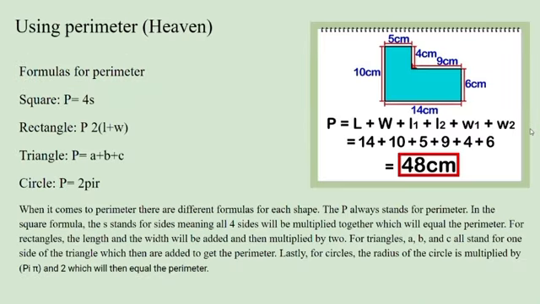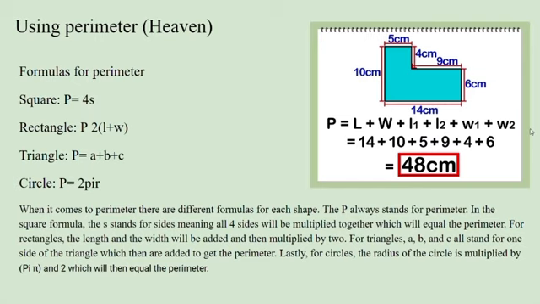Using perimeter, there are a few formulas you can use. For a square, it's P equals 4S. For a rectangle, it's P equals 2 times (L plus W). For a triangle, it's P equals A plus B plus C. And for a circle, it's P equals 2 times pi r. When it comes to perimeter, there are different formulas for each shape. The P always stands for perimeter.